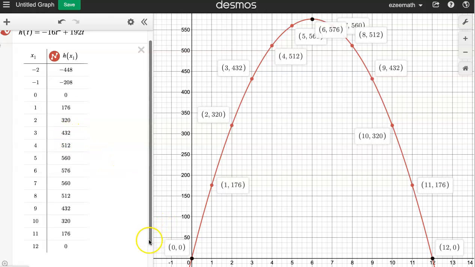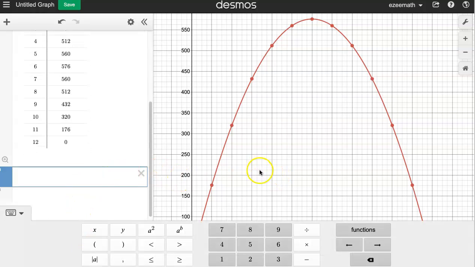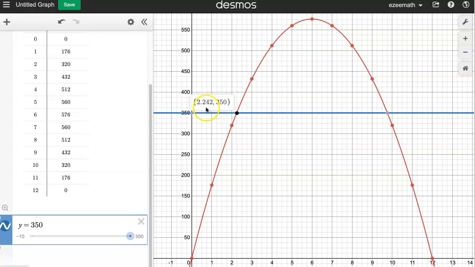So to get the exact time, this utility Desmos is so useful to find the exact time at which the height is 350. I'll just type in y is equal to 350. Now you see there y is 350. And what is the time it is saying? 2.242 seconds. So in 2.2 seconds it reaches a height of 350, like we just guessed a minute ago. 320 in 2 seconds, so 350 will be 2.2 seconds.